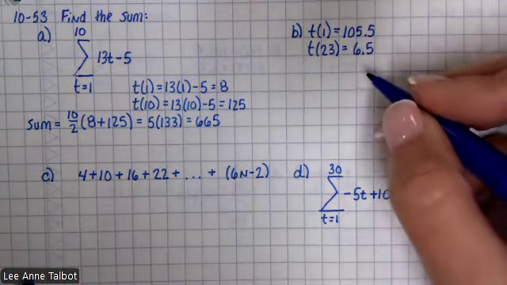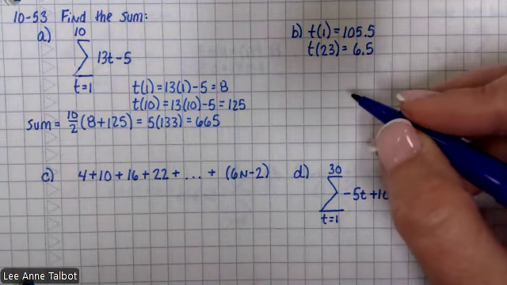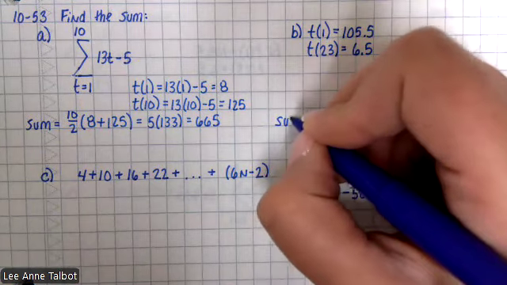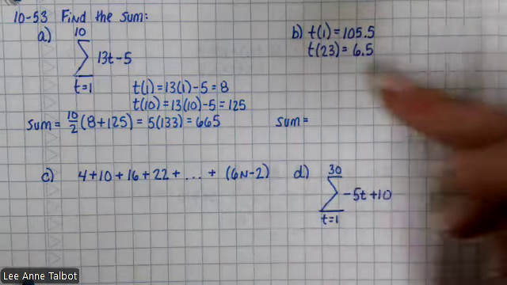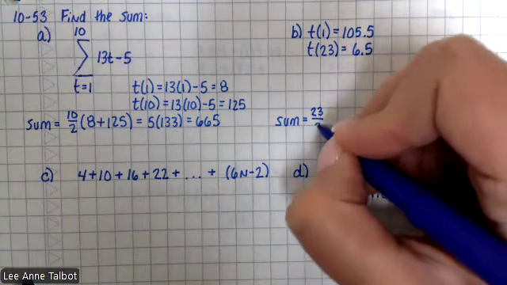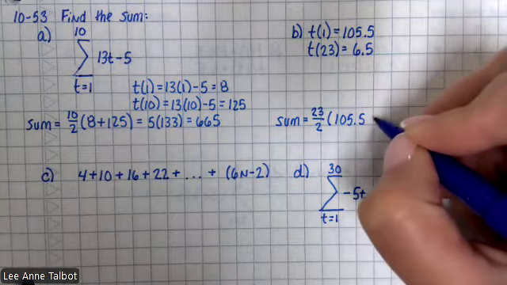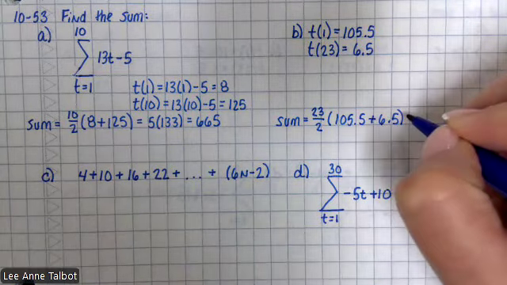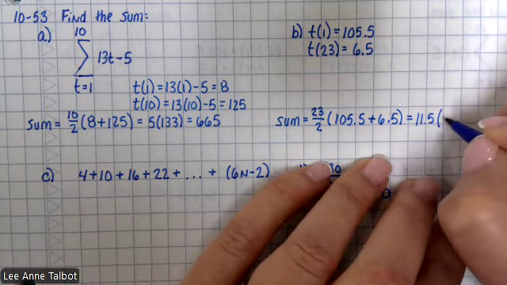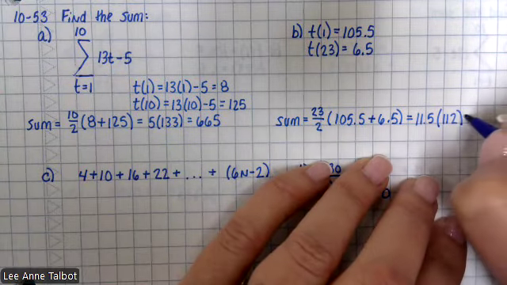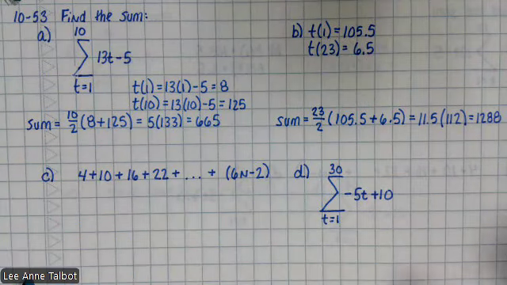Okay, B. This is not in sigma notation. I can tell that it's arithmetic though, just because that's what we're working on. Sum equals. How many terms are there in this problem? 23 over 2. First term plus last term. That problem is great. I love it.